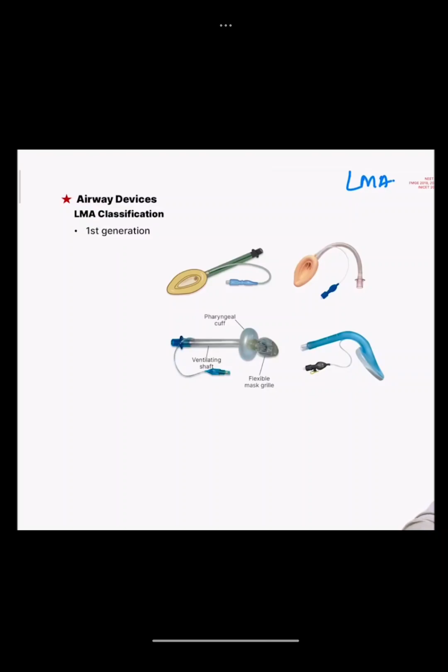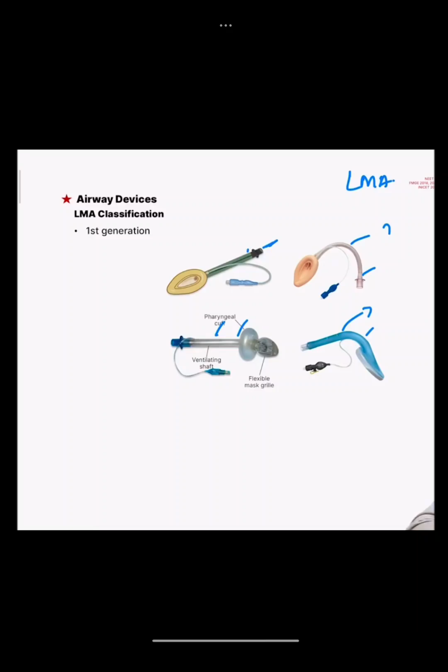In this laryngeal mask airway, first generation is there, second generation is there, and third generation. Now, it's very simple, guys. First generation means only a single port is there only for ventilation. You have Classical LMA, Flexometallic, Cobra LMA, and then AMBU Aura LMA. These are all first generation LMA. All are having only one ventilating port.